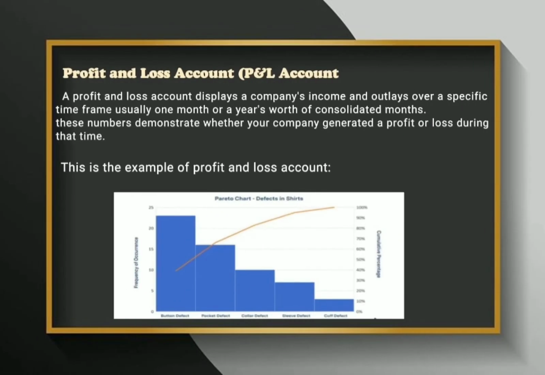Profit and loss account, P&L account. A profit and loss account displays a company's income and outlays over a specific time frame, usually one month or a year's worth of consolidated months. This number demonstrates whether your company generates a profit or loss during that time. This is an example of a profit and loss account.